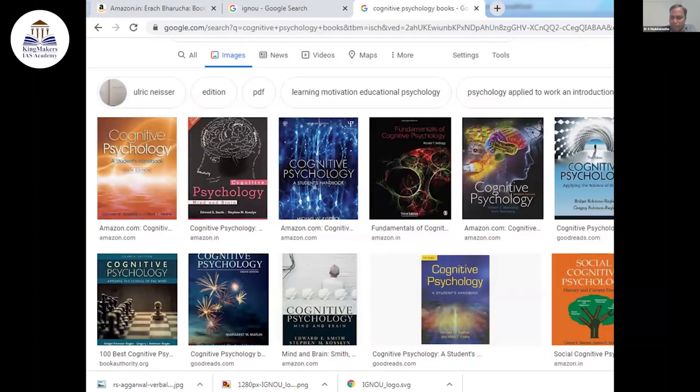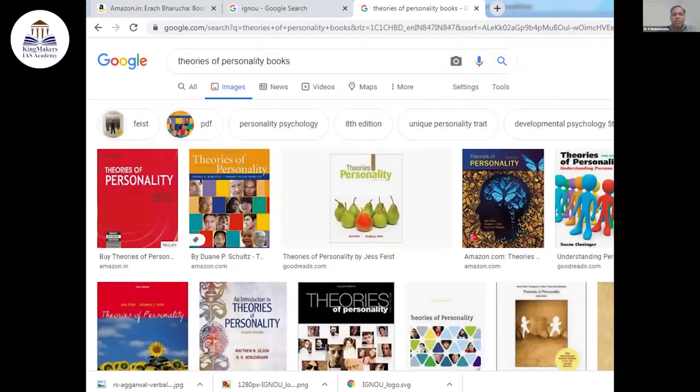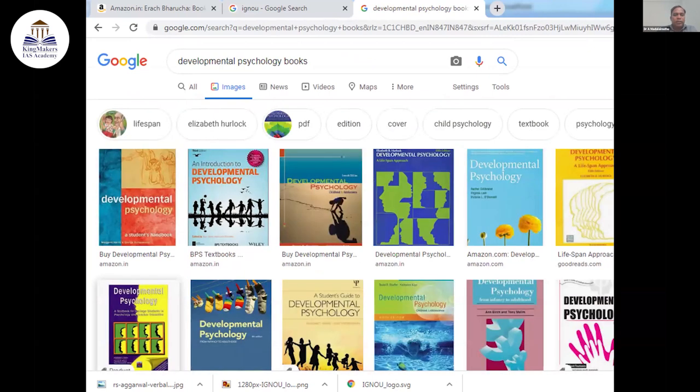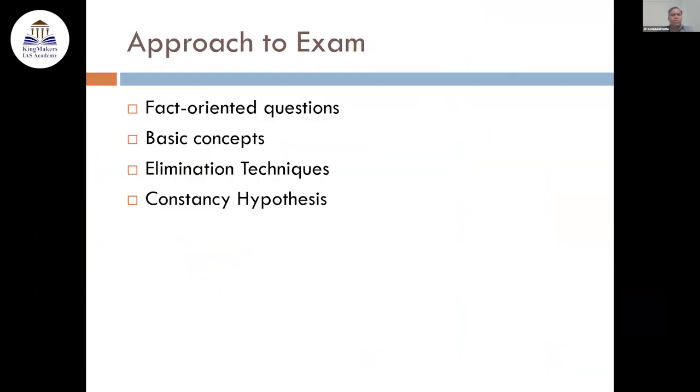So in that way, this coaching will be very useful for you, I think. Now, fact-oriented questions and how to approach them. As I said, there are certain fact-oriented questions. At least 10 to 15 percent of the questions will be based on fact. Without knowing the basic concepts and basic facts, you may not be able to answer that question.